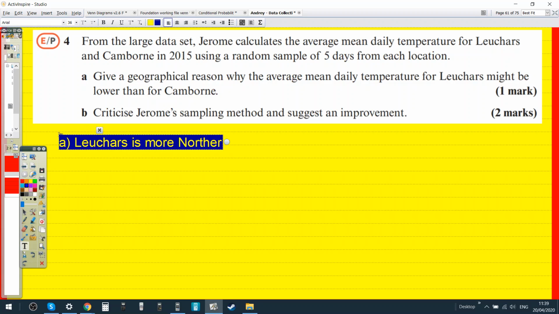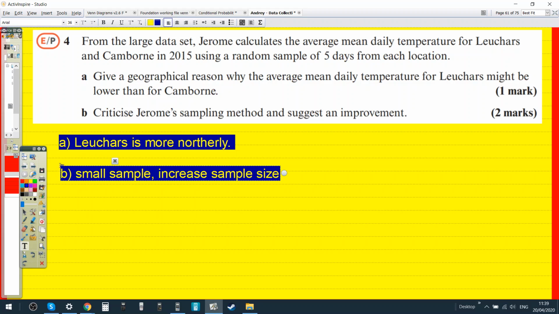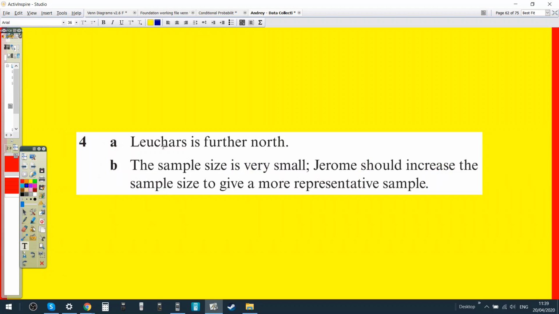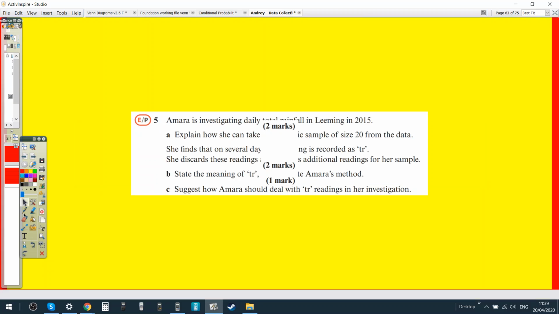Part B. Can I just say that 5 days is a small sample, and to improve it, he should use more data? Yep. Small sample and increase sample size. Let's take a look. Lerwick is further north. The sample size is very small. He should increase the sample size. Great. Nailed it. Got both of them.